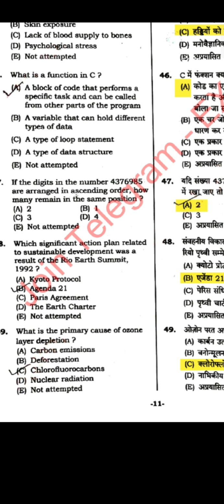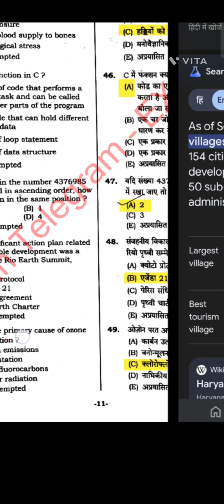7356 villages in Haryana. What is a function in C? A block of code that performs a specific task and can be called from other parts of the program.